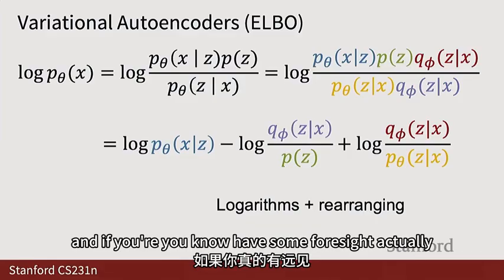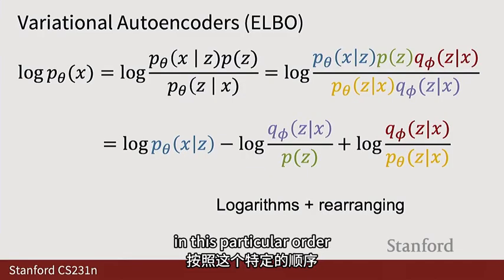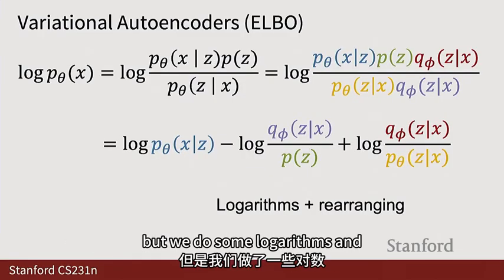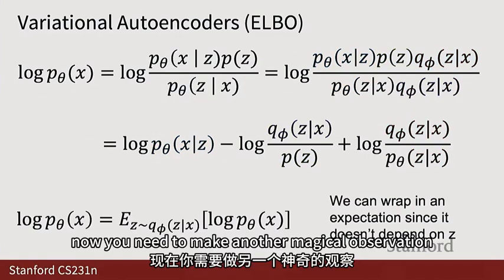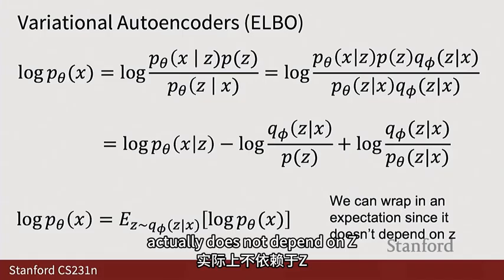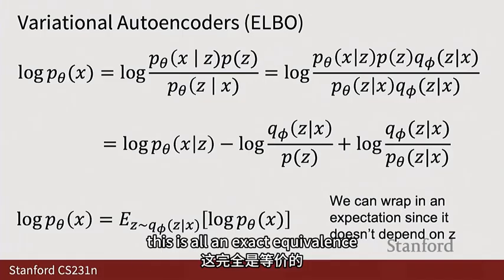And if you have some foresight, you'll for some reason decide to rearrange these terms in this particular order. And I've color coded them so you can later go and track which term went where. But we do some logarithms and break this up into three separate terms. Now you need to make another magical observation, which is that this P of X actually does not depend on Z, right? So far, this sequence of three terms is all an exact equivalence.